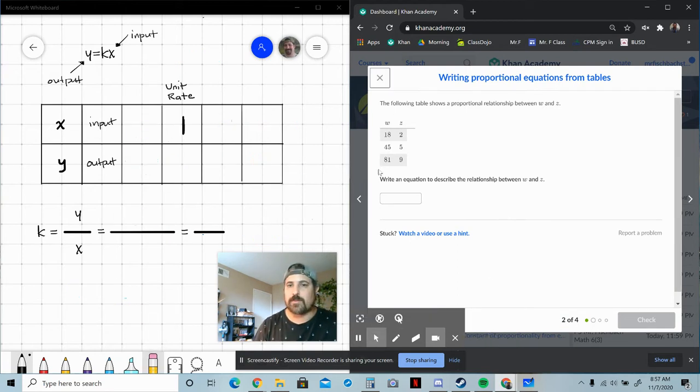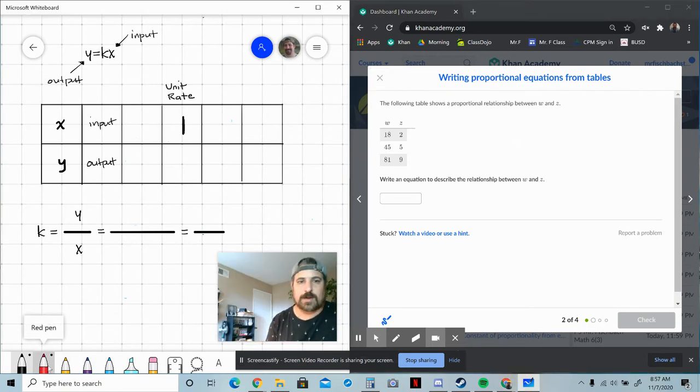All right, we're back. The following table shows a proportional relationship between W and Z. So we know we're going to have a W and a Z here. Write an equation that describes the relationship between them. It doesn't really matter, because it doesn't make a difference, you could call it either way. So W is going to be my x and Z is going to be my y. It doesn't matter which is input and output. Generally speaking, you read it left to right if there's no indication of what these things mean. So the first one's x, the second one's y, generally speaking.